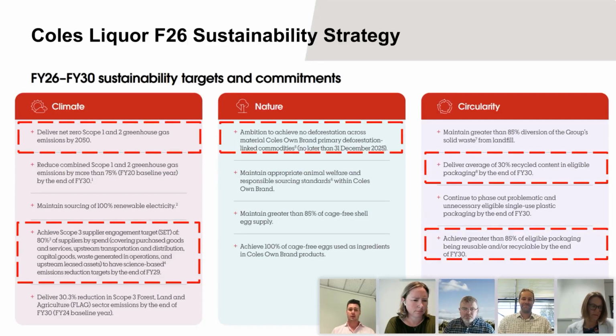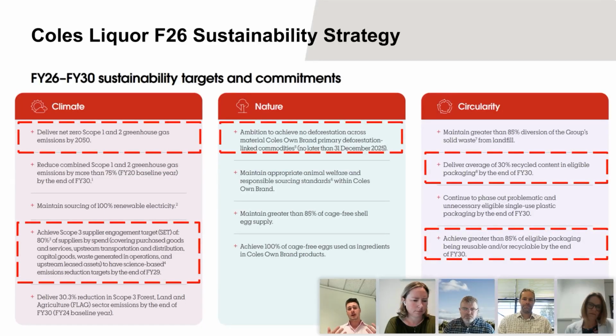On nature, this is very much focused on our forest, land and agriculture and commitment to no deforestation, which is something that will come into the liquor space and into the wine category later in the decade. But most likely at this stage, it's really very much focused on other categories on the grocery side of the business. And then there's that circularity piece.